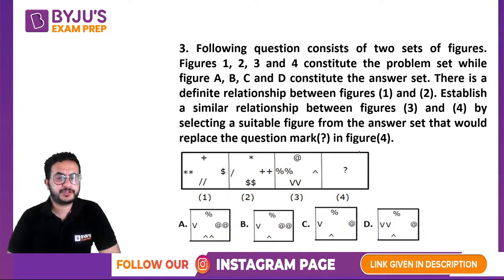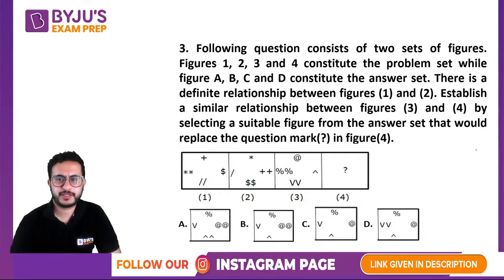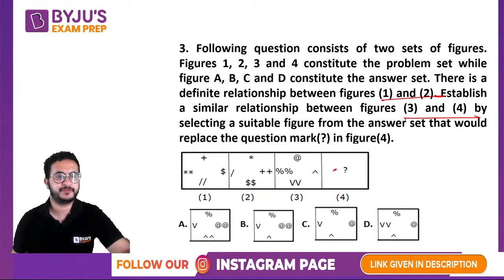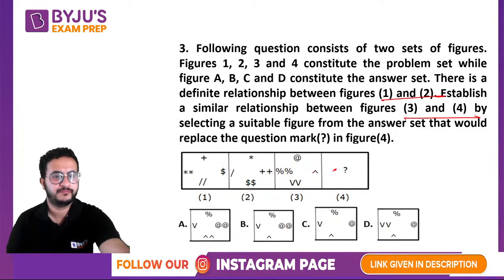Another question on analogy. So 1 and 2 hold a relation. There's a relationship between 1 and 2, so the same relation between 3 and 4 also. Which image should come in this place so that the same relation exists between 1 and 2 and 3 and 4?